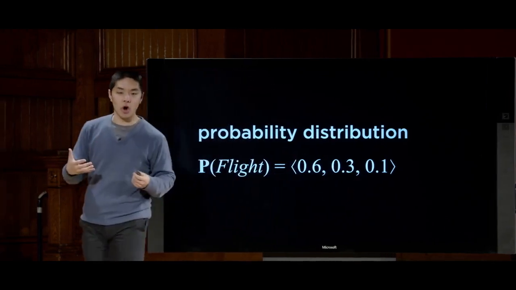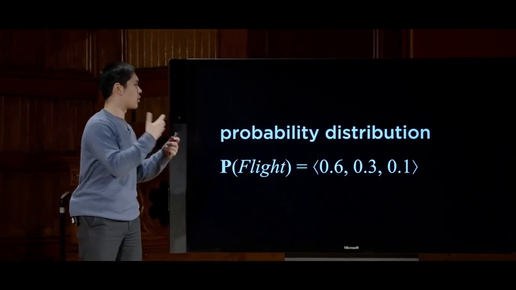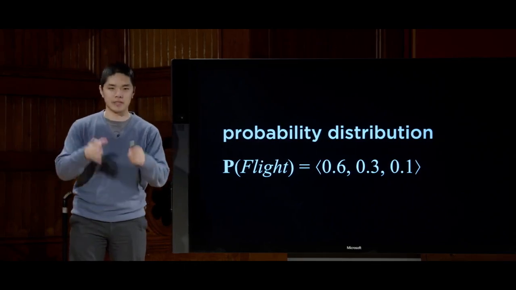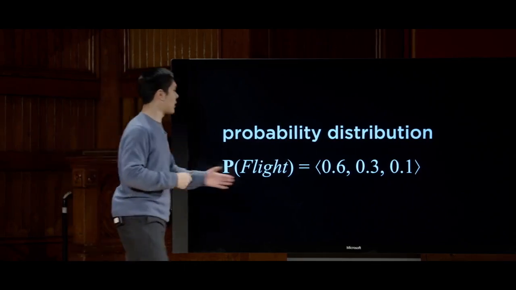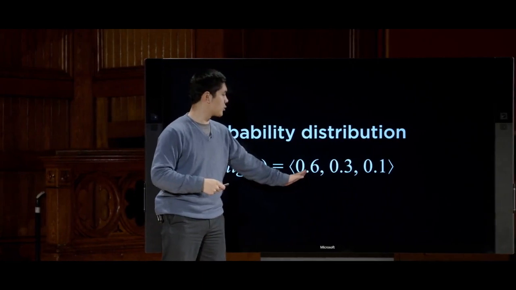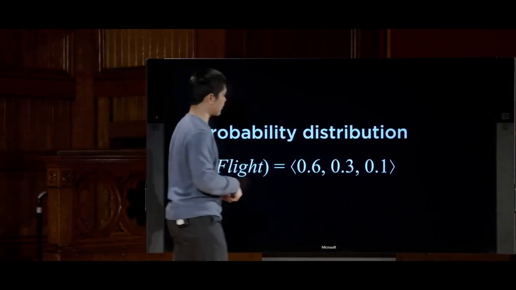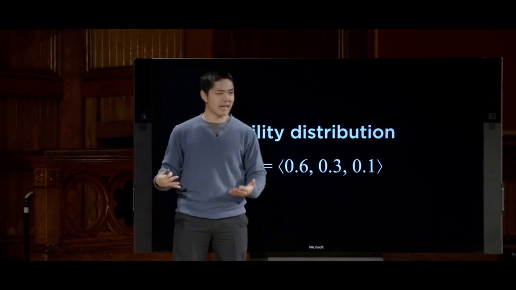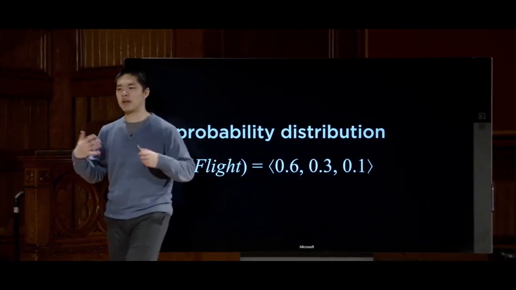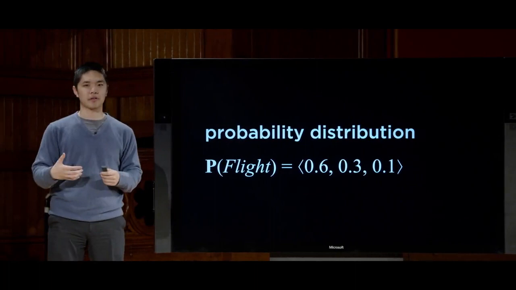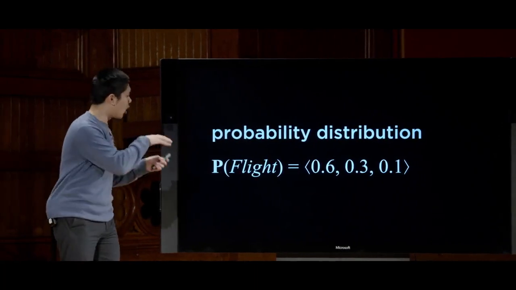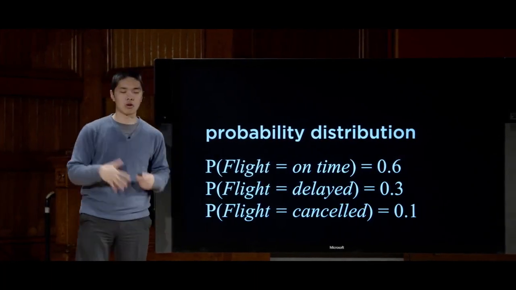And I would just have to know that this probability distribution is in the order of on time, delayed, and canceled to know how to interpret this vector, to mean the first value in the vector is the probability that my flight is on time. The second value in the vector is the probability that my flight is delayed. And the third value in the vector is the probability that my flight is canceled. And so this is just an alternate way of representing this idea, rather than the more verbose way.